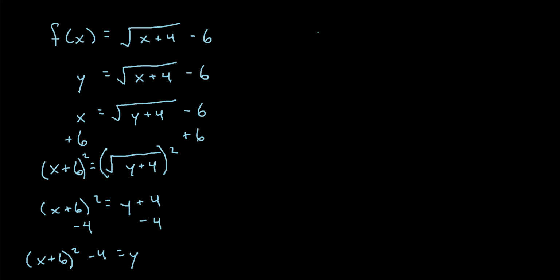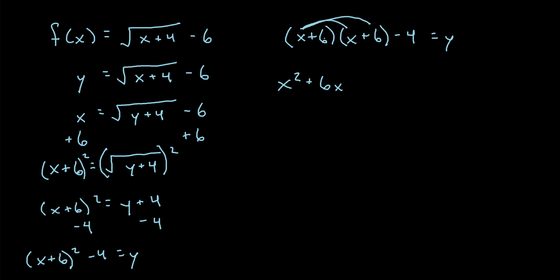Okay, so let's go ahead and simplify that left-hand side. So let's say x plus 6 squared, we can rewrite that as x plus 6 times x plus 6. And then we've still got that minus 4 is equal to y. So let's FOIL these two parentheses. Let's say x times x is x squared. X times 6, that's 6x. 6 times x, that's also 6x. And then 6 times 6, that is 36. And then we still have this minus 4 right here.